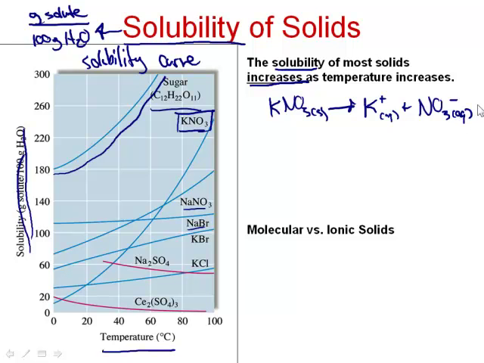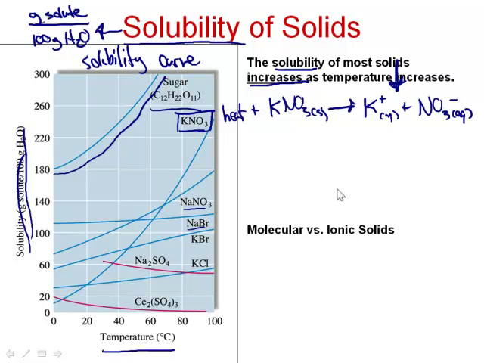Now, in any chemical process, guys, we can think about heat as being either a product or a reactant of the process. In this case, as we add heat to the system, if we just look here at the curve for potassium nitrate, we're making more potassium nitrate dissolve, or in other words, we're getting more of the products over here. What that means is that heat is a reactant in this process. Heat here is required to get potassium nitrate to dissolve.